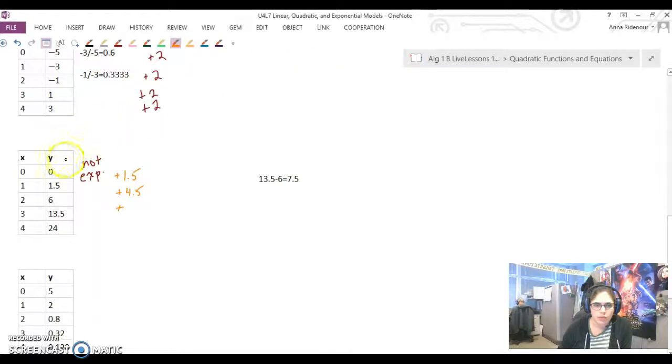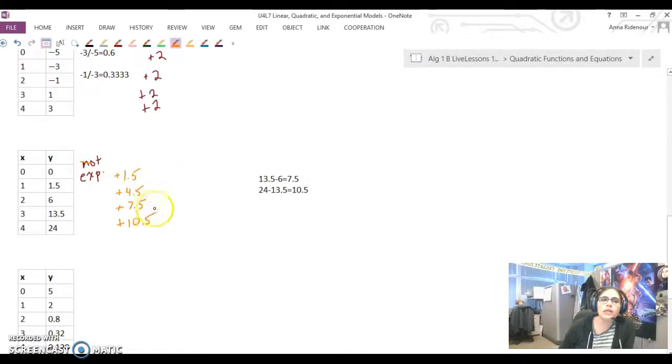There it is. 7.5. And then from 13.5 to 24, 24 minus 13.5 is equal to 10.5. This color does not show up well. Okay, plus 10.5. All right.